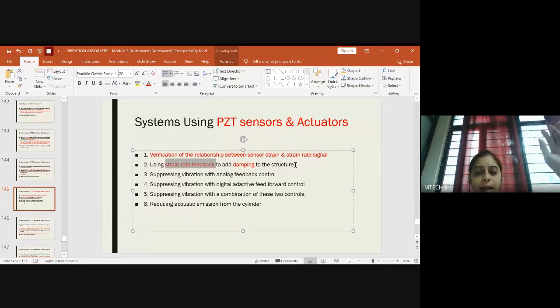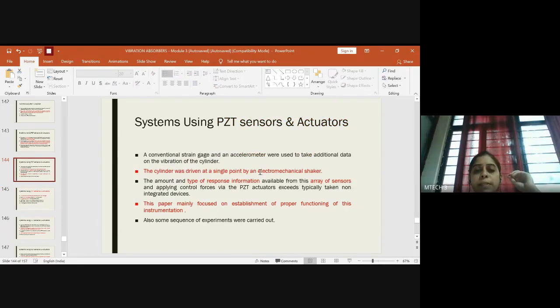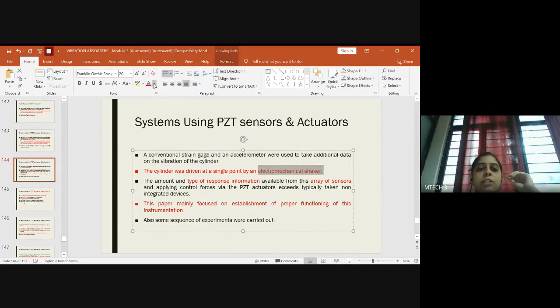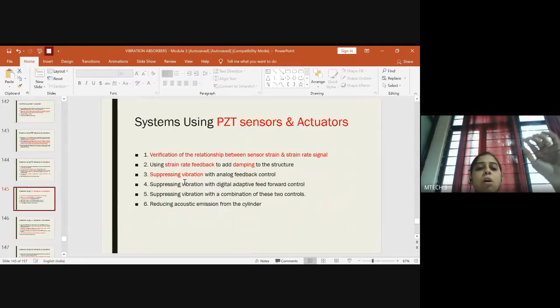So once this is done, the next thing is suppressing the vibrations with analog feedback control. I told you that the feedback will decide what is the rate of vibrations. If it is very huge vibration, then you should try to suppress the vibrations, right? So then the mode of vibration which has been performed by this electromechanical shaker has to be changed, fine-tuned, so that the vibrations come down or you are suppressing the vibration. So this you can do only by getting the feedback, right? So this feedback will be from the strain rate.